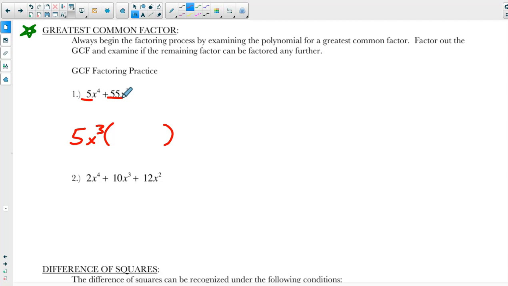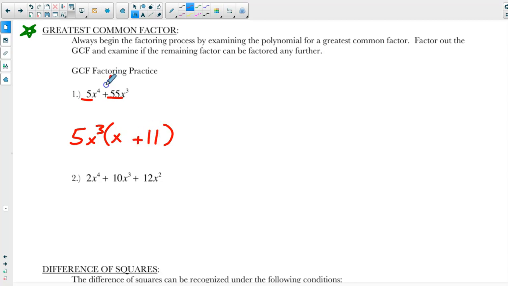This is the method that I like. I just think of it like this. I like to multiply. So 5x cubed times what is 5x to the 4th? Just x. Because 5 times what is 5? 5 times 1. And then I need 1x to get me from cube to 4th, so I put x. Done. Then I look at the next. 5x cubed times what is 55x cubed? 11. Thank you. So I get plus 11.